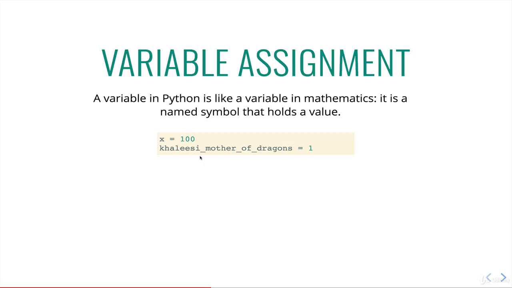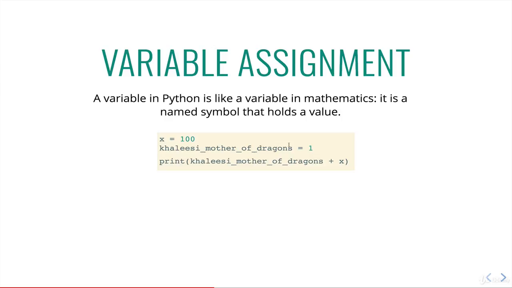And then we have a second variable assignment down here, Khaleesi, mother of dragons, equals 1. If you're wondering, that's a Game of Thrones character. If you haven't seen Game of Thrones, I wouldn't start it now because you'll get distracted and probably never finish this course. Anyway, the key thing is that we have a name on the left and we're setting it equal to some corresponding value. And then, of course, we can recall those values.